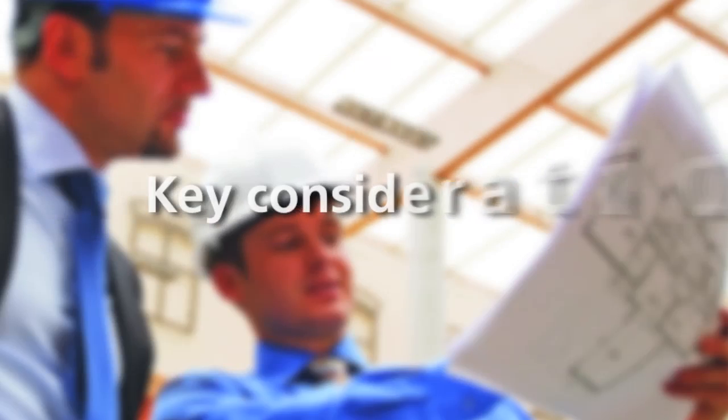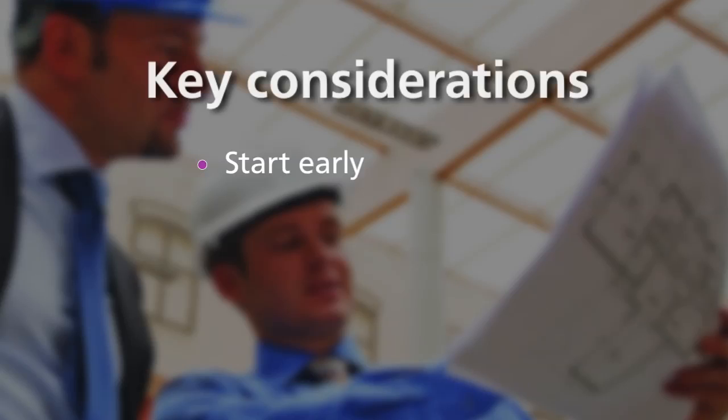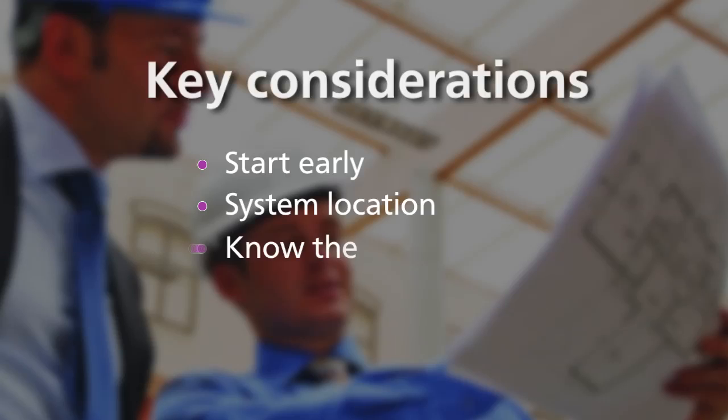The key considerations when planning your system. Start as early as possible, the best way to ensure a smooth integration. Consider the system location. Think about where it will be located within your property, as planning regulations might dictate that certain conditions are met. Know the rules. It is vital that you know your legal obligations that might affect your self-build.